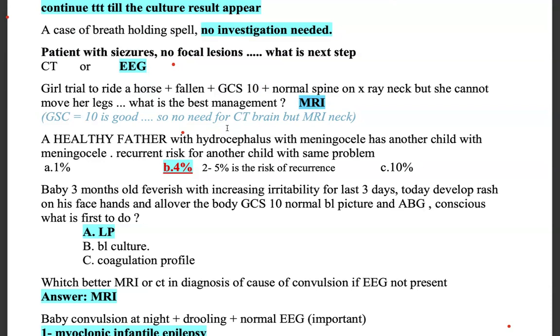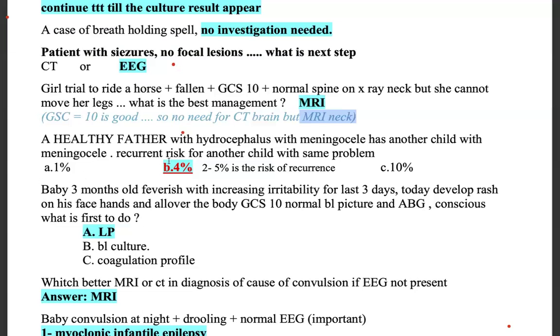Is this clear before we move ahead? Yes. Okay, it seems there is some spinal injury. So we will do MRI to be clear. According to them, why no CT brain? Why you're not choosing CT brain and why you're choosing MRI neck is because GCS 10 is good. It's not very bad, it is acceptable. So no need to do urgent CT brain. We will consider MRI neck, they are telling.